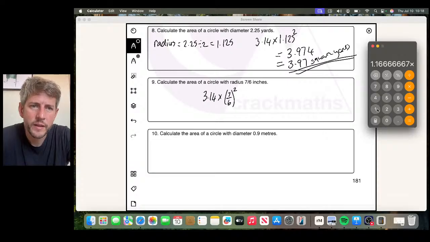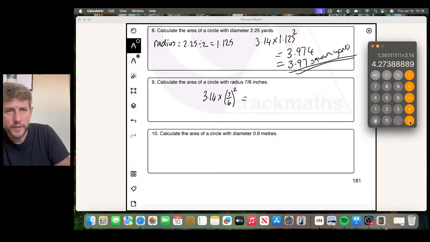Now we want to square this, so I'll just write this out again. 1.167. Okay, so that is the radius squared, and then I want to times this by 3.14. Okay, and this will be accurate enough. 4.273, which equals 4.27 square inches.